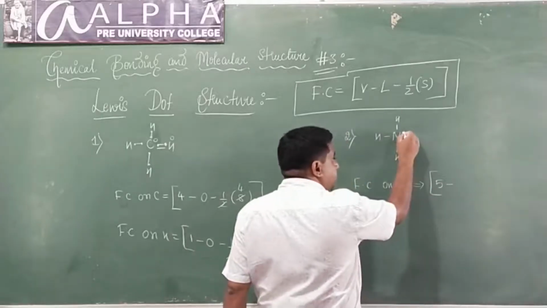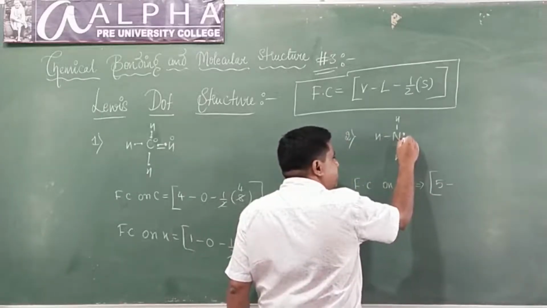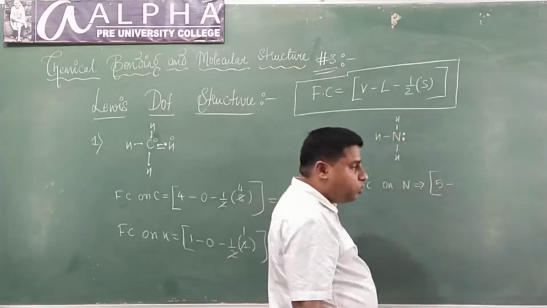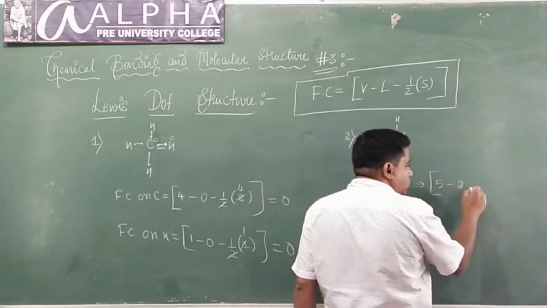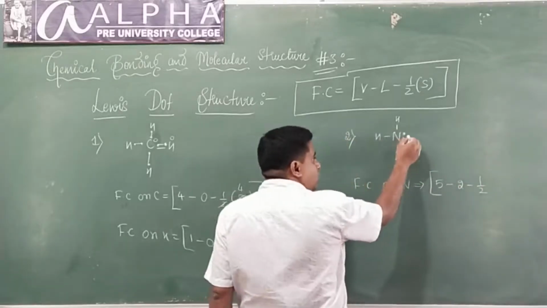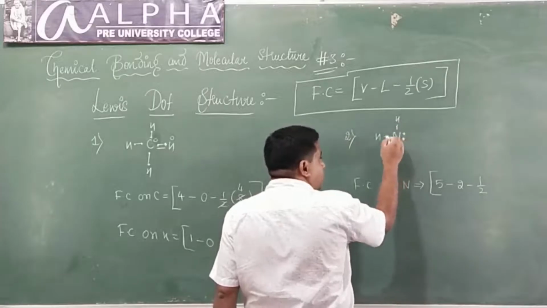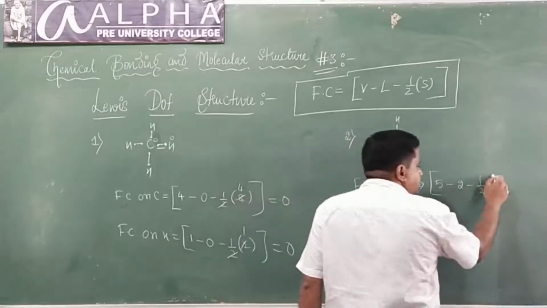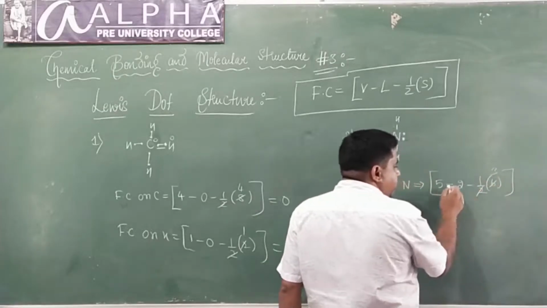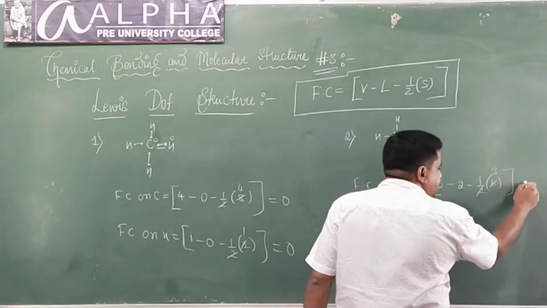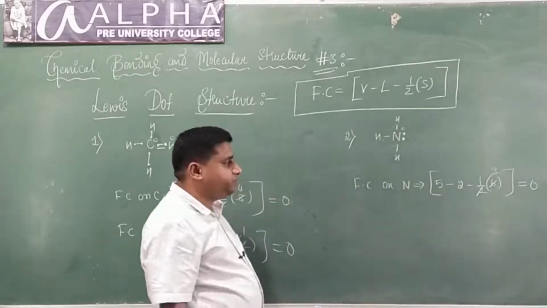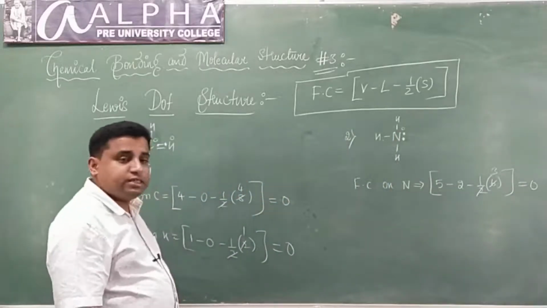Look here, there are 2 lone pair of electrons, isn't it? So the number of lone pair of electrons is 2 minus half of. How many shared pairs? 2, 4, 6. 6 shared pairs, correct? 2 ones are 2, 2 threes are 6. 5 minus 2 is 3. 3 minus 3 is 0. So what is the formal charge on nitrogen? It's 0. The formal charge on nitrogen is 0.